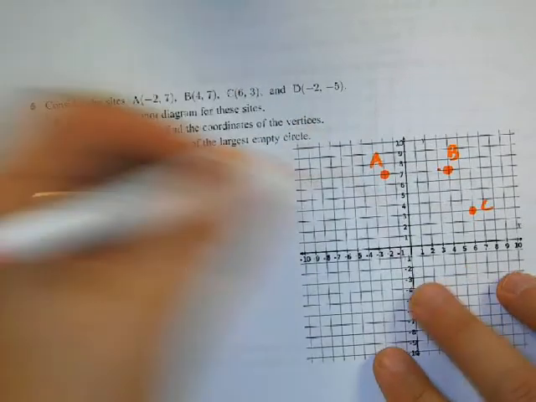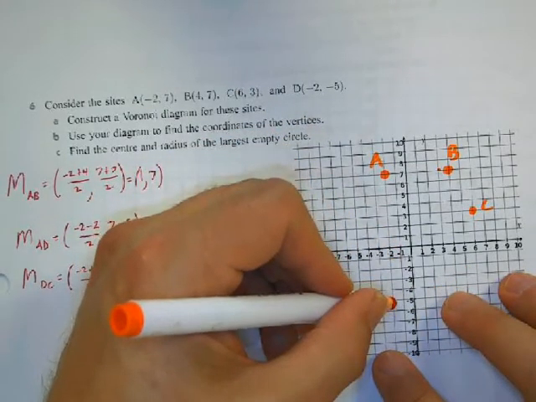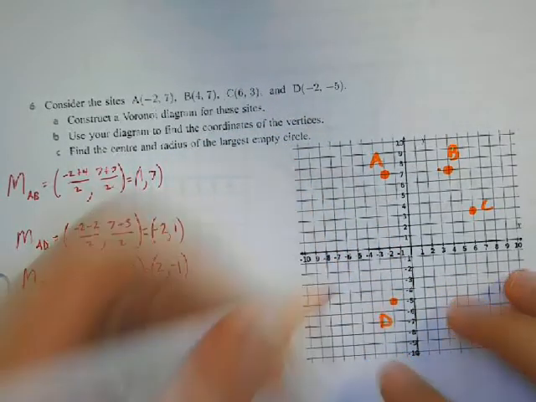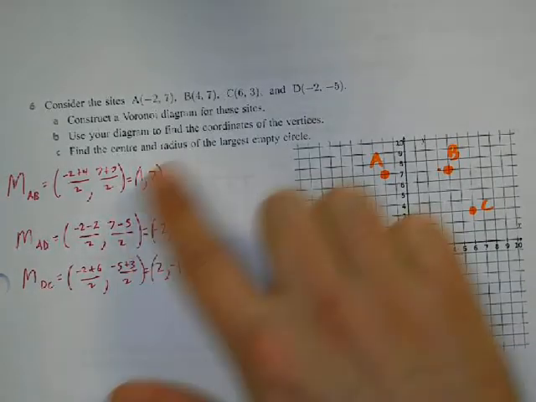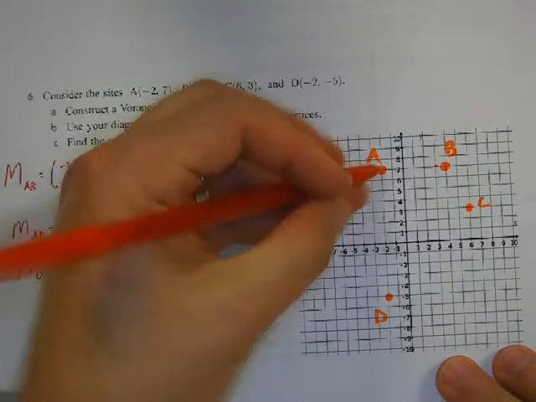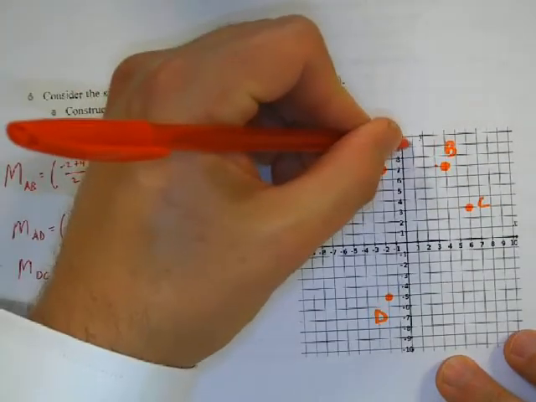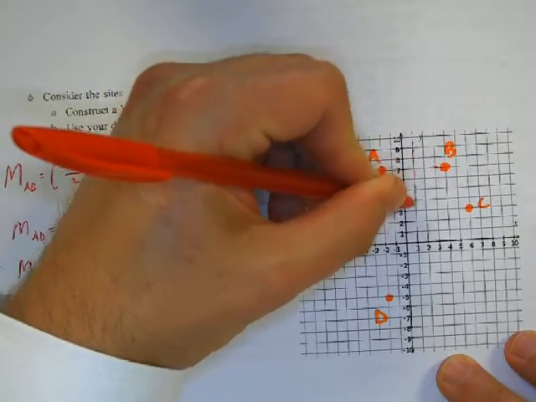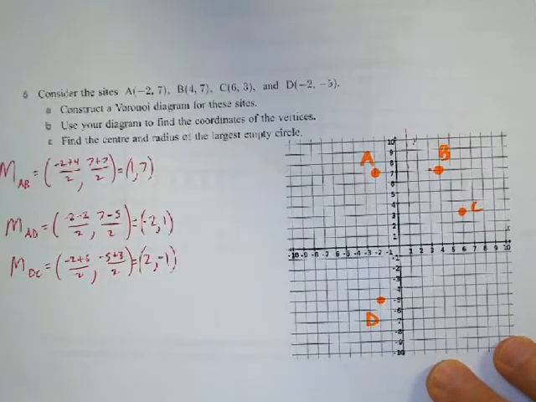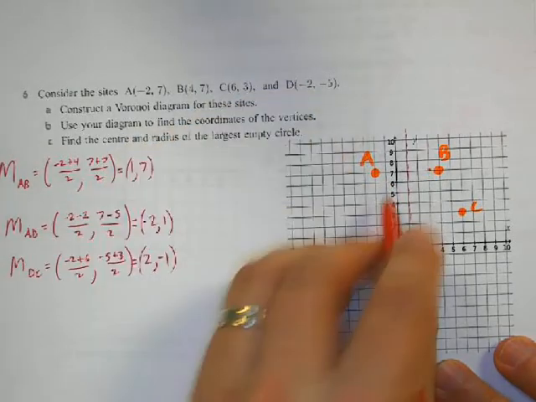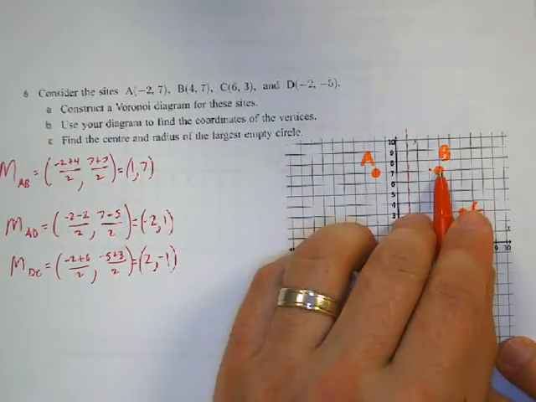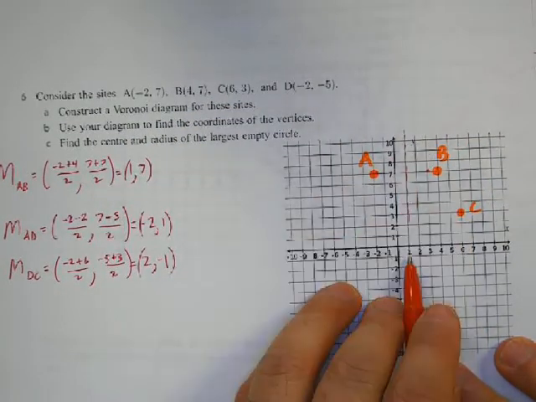And D is (-2, -5). Okay, construct the Voronoi diagram. Between A and B, halfway between there is this vertical line here. It's across 6 spaces, so I'm going to go across 3 to draw my vertical line.